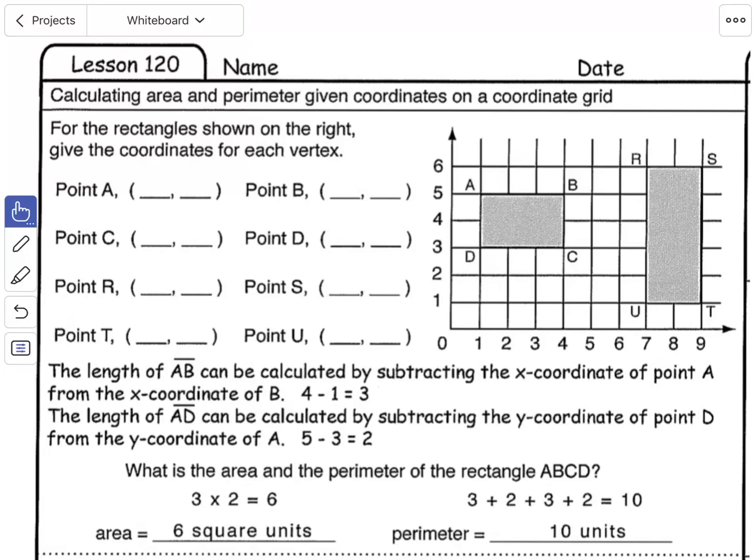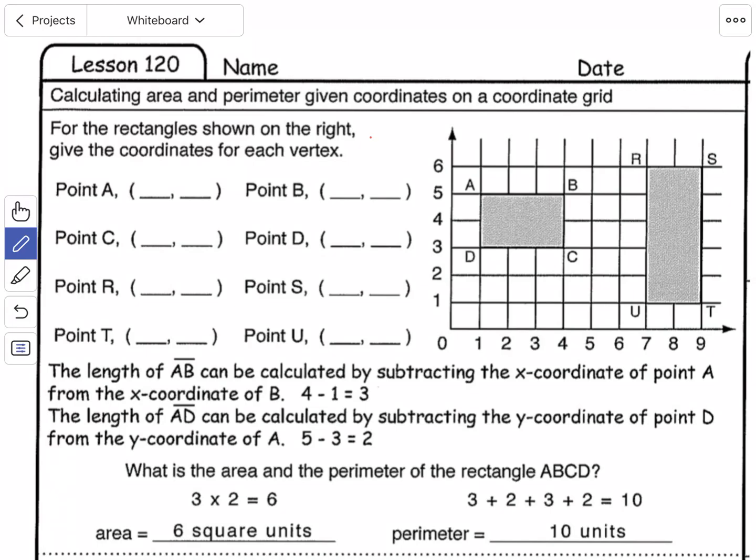All right, boys and girls, here we go with 4th grade Excel lesson 120. We're going to learn how to find the area and perimeter on a coordinate grid given certain coordinates. This is pretty fun. These are like puzzles. So check this out.